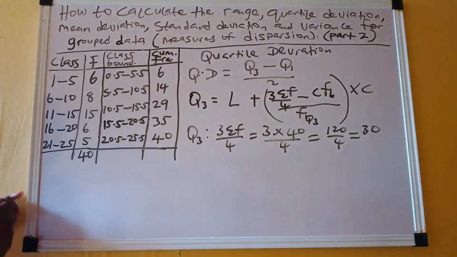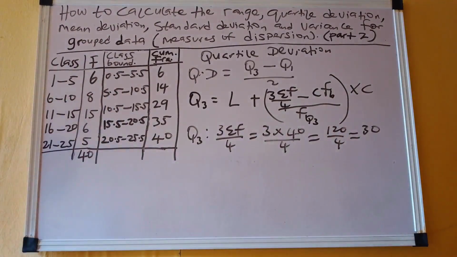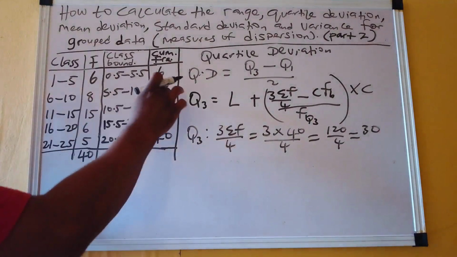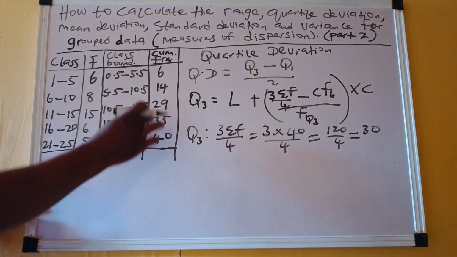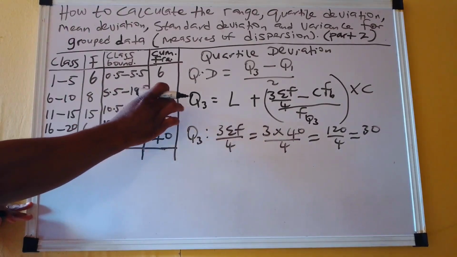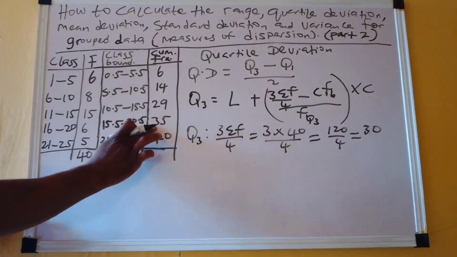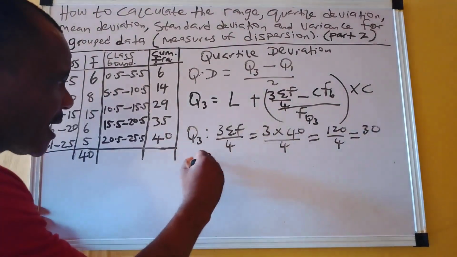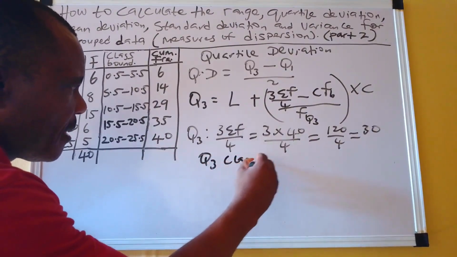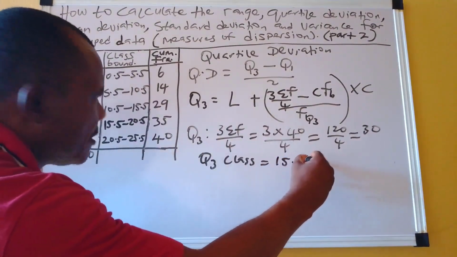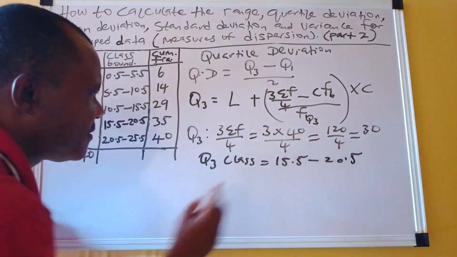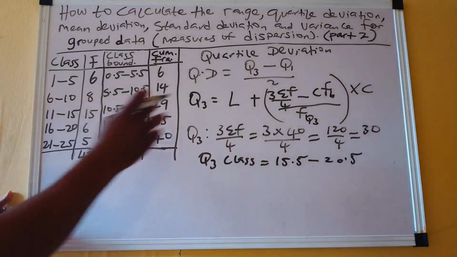So where does 30 fall? It falls under the cumulative frequency class from 15.5 to 20.5. The cumulative frequency before it is 29, so 30 is above 29, and it falls within this class of 35. So our Q3 class is equal to 15.5 to 20.5.